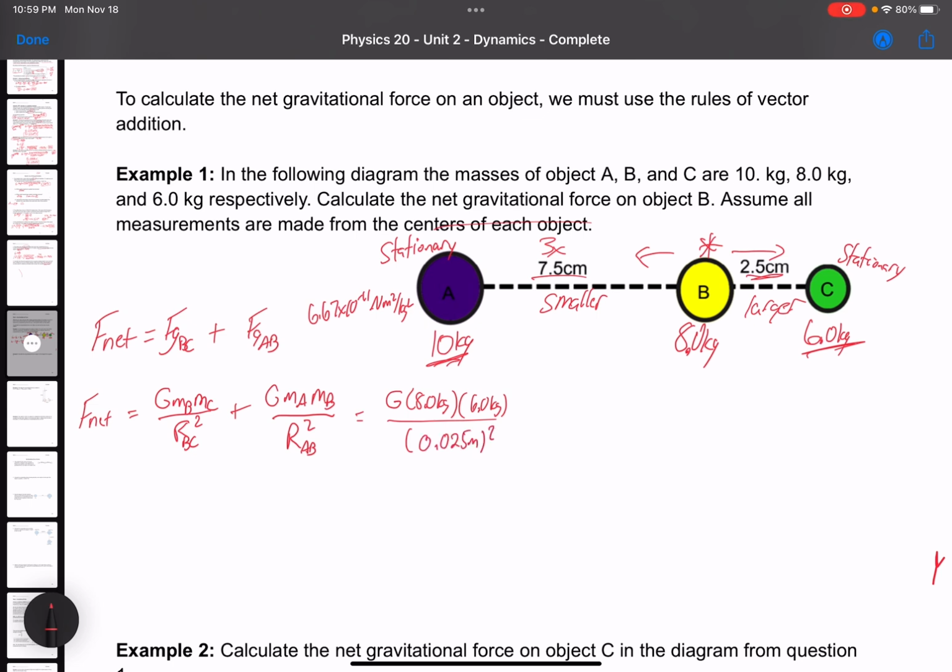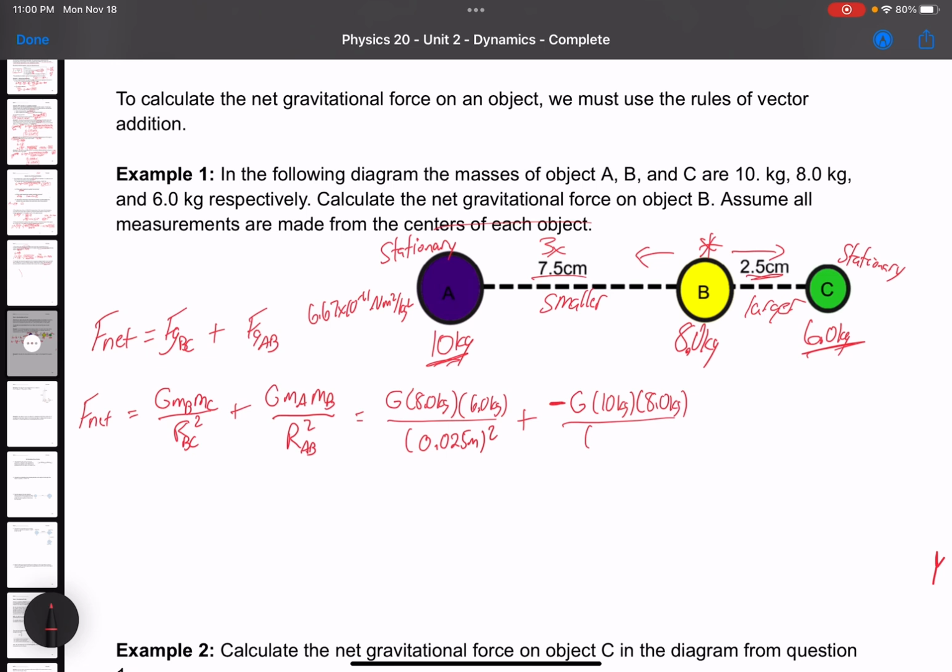0.025 meters, squared. Plus, now I said that anything to the left I'm going to make negative, so I'm just going to throw a negative at the beginning of this. Now, it's not necessarily that G is negative, but just that that whole portion of the equation needs to be negative. So mass of A, 10 kilograms, and 8 kilograms.